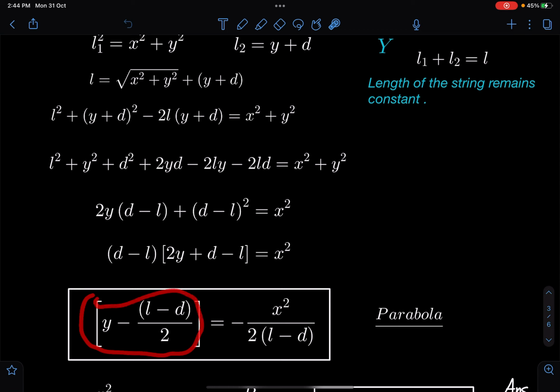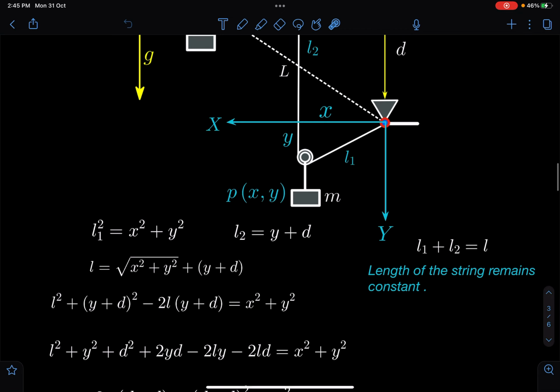Y minus L minus d by 2 is equal to minus x square by 2 times (L minus d), which represents a parabola, and it is a parabola opening upward. Just see, I have taken the y direction downward.